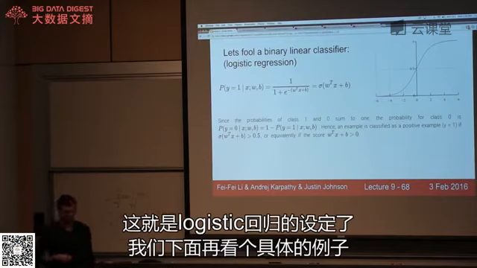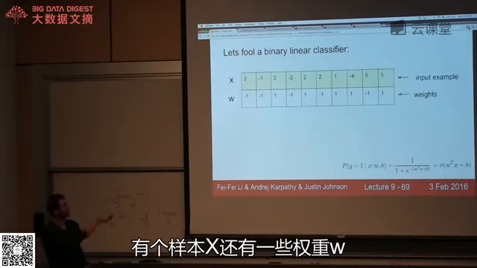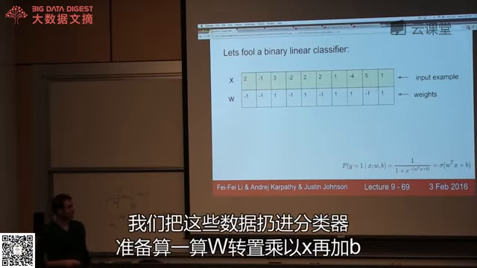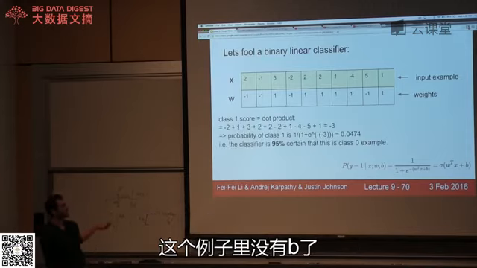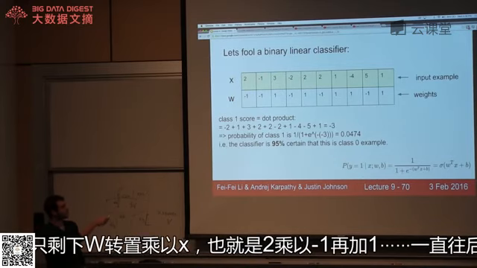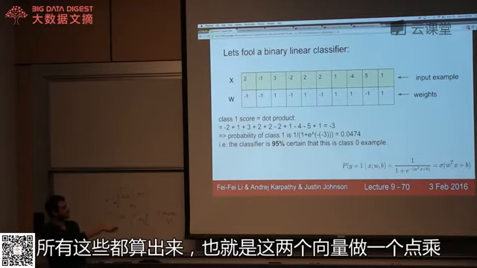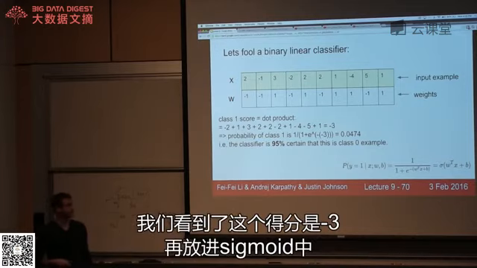So that's the setup for logistic regression. And now we're going to go into a specific example here where we have some example X, and we have some weights W. And we plug this into our classifier, and we're going to compute W transpose X plus B. I guess we don't have a bias in this particular case. But we're going to compute W transpose X, which is really just 2 times -1 plus -1 times -1 times 3 times 1, and so on, right? So all of that multiplied through just a dot product of those two vectors. We see that the score that comes out is -3.